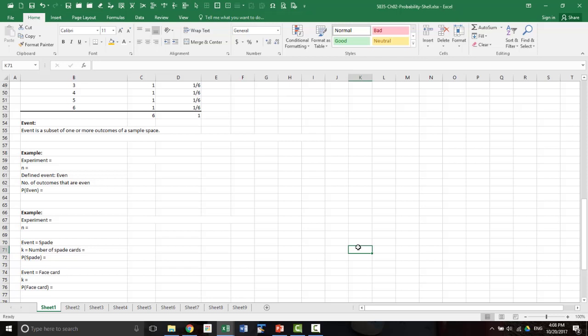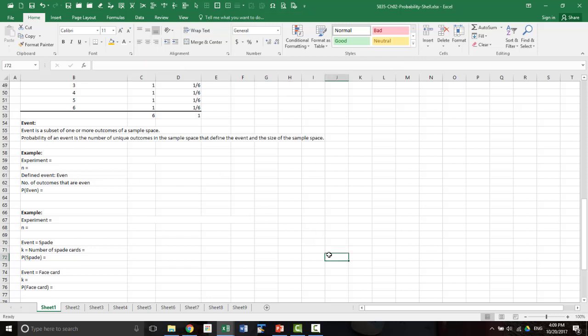You get 1, 2, 3, 4, 5, 6 as the sample space. Now, an even number is a subset of that: 2, 4, and 6. So that would be an event. An odd number would be another event, or a number below 3. That's another event. Now, how do you compute the probability of an event?